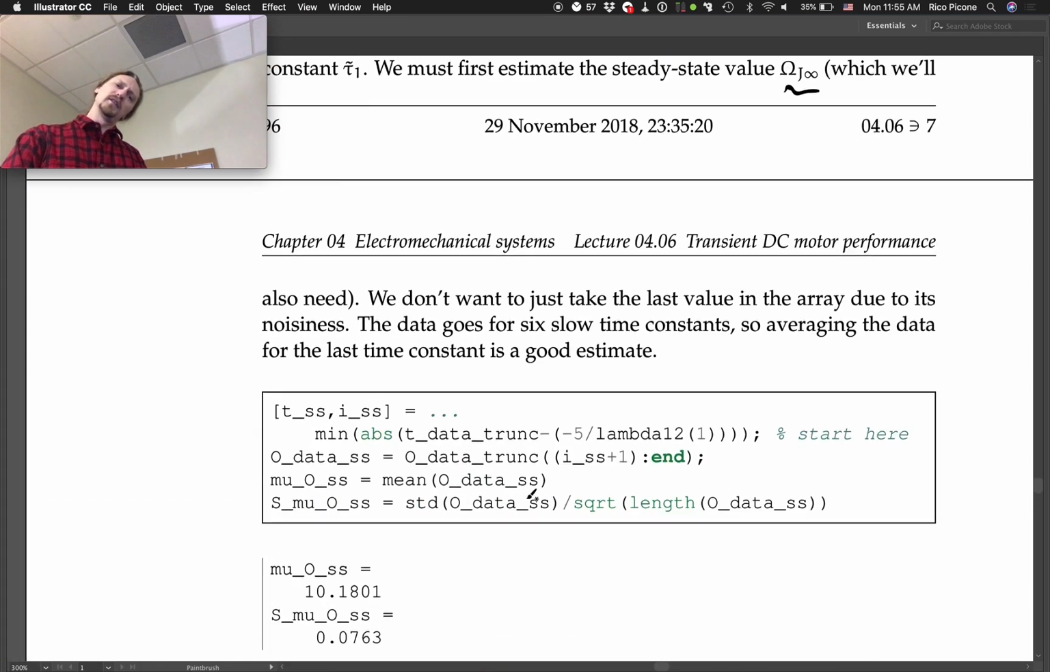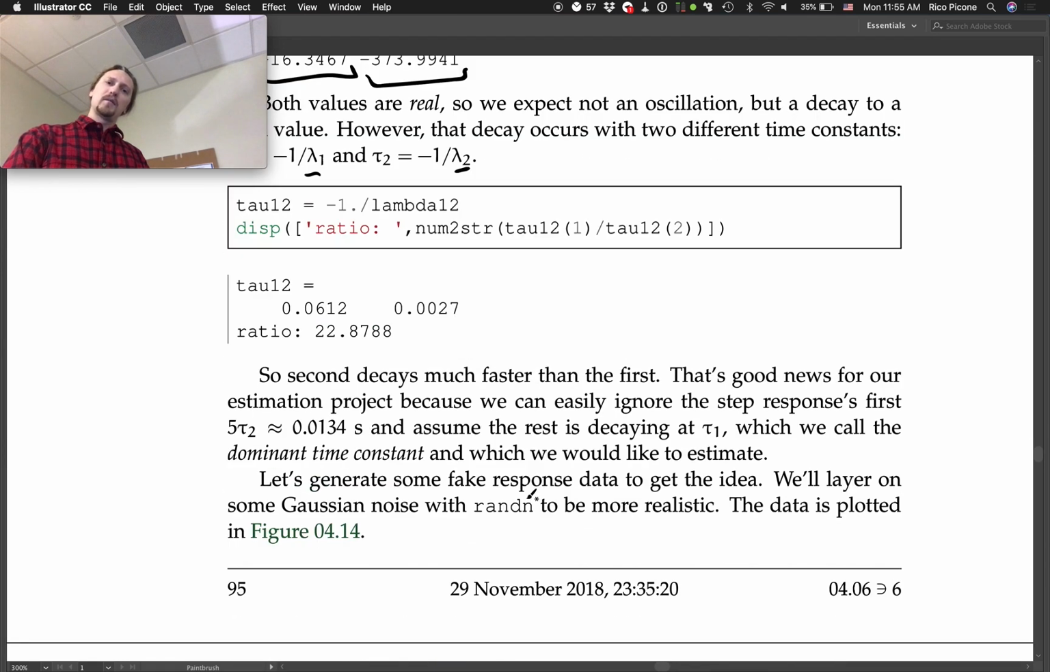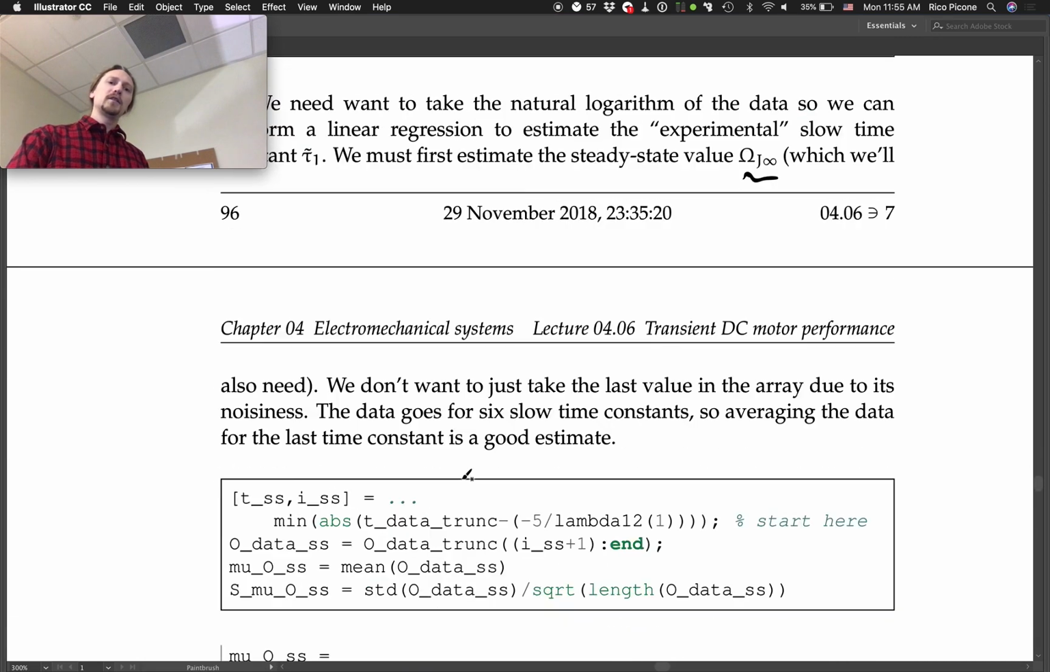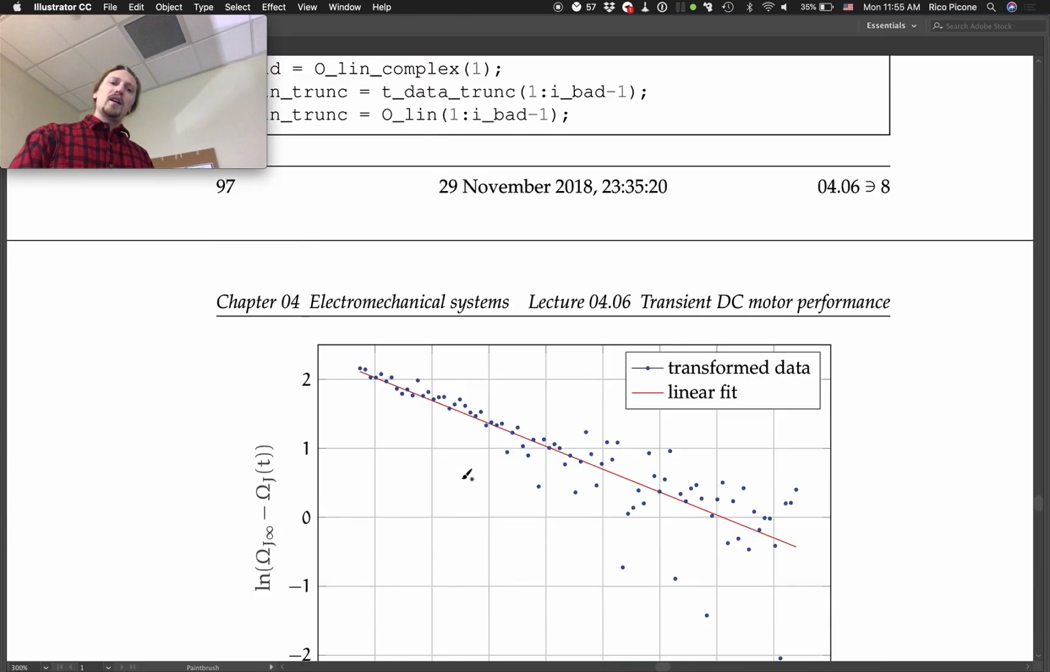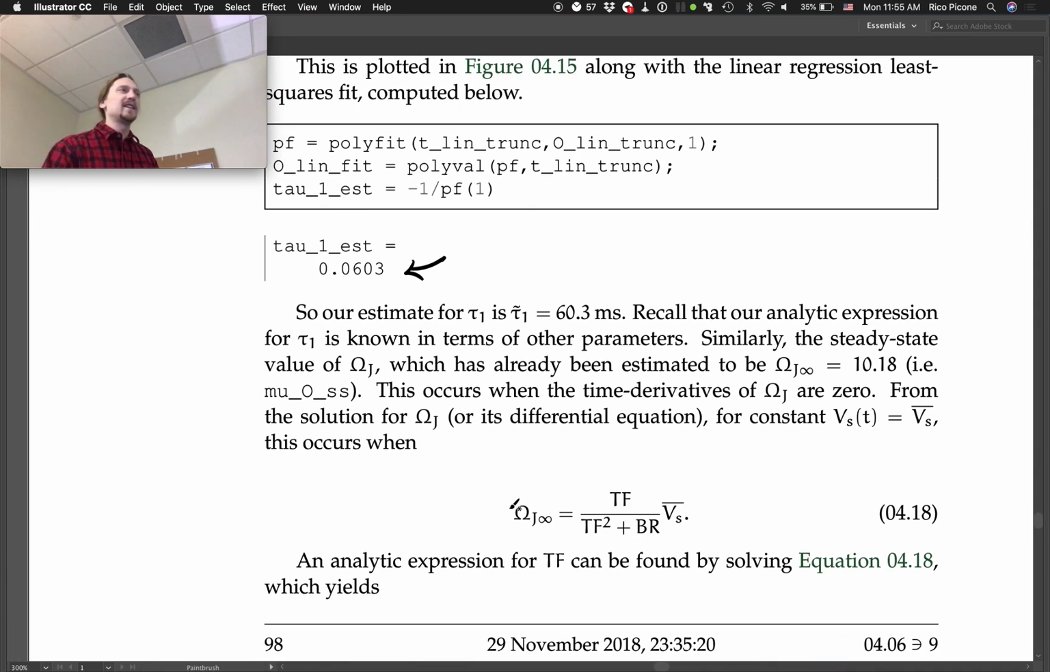What was it? Do you guys remember? 60.5 or something? 61.2 milliseconds. So really close with my estimate, and that makes total sense, because I baked it in, right? We generated the data using that time constant. So I used all the parameters.